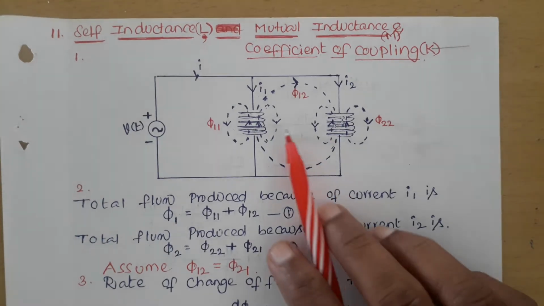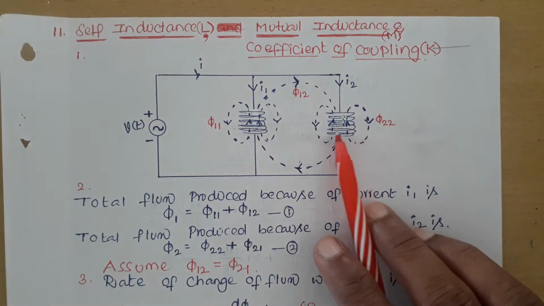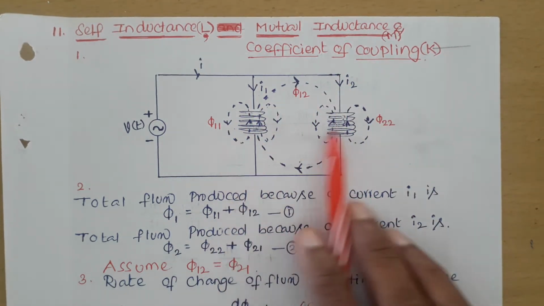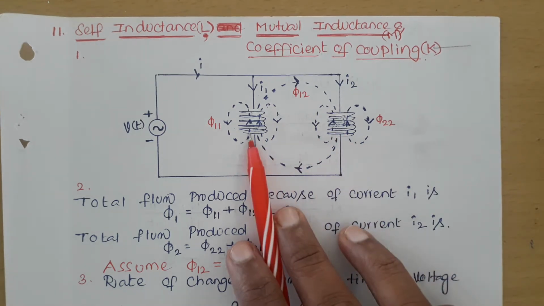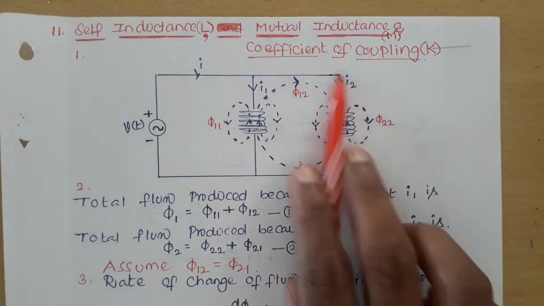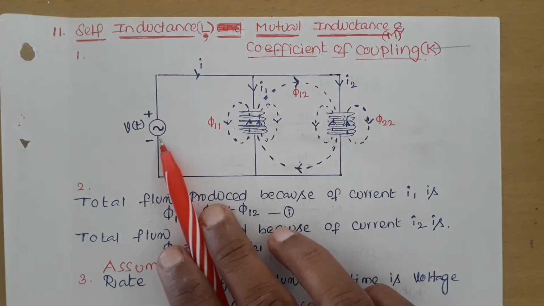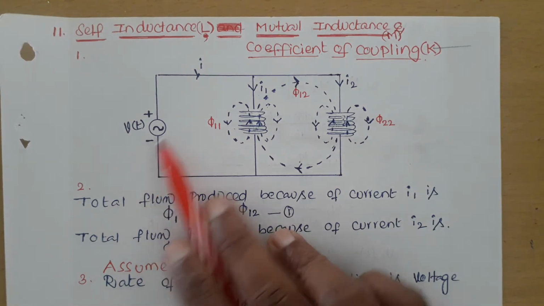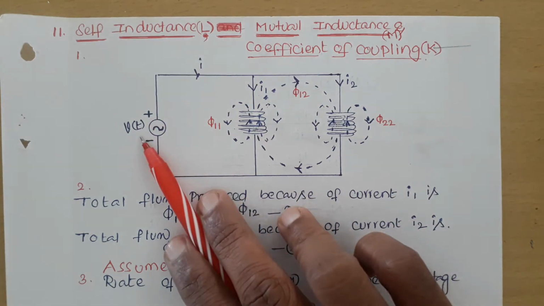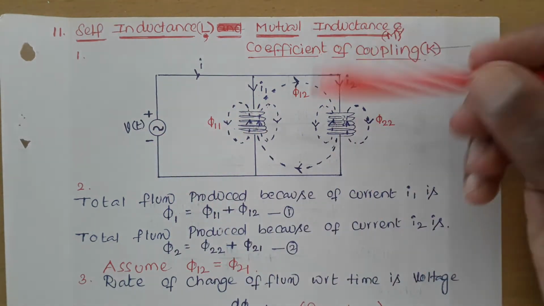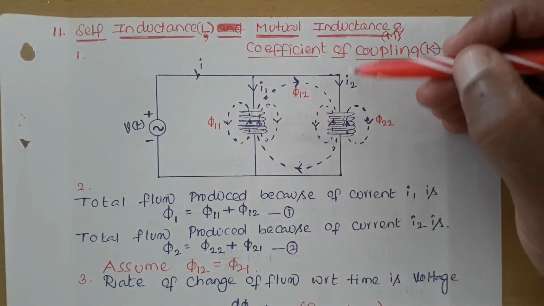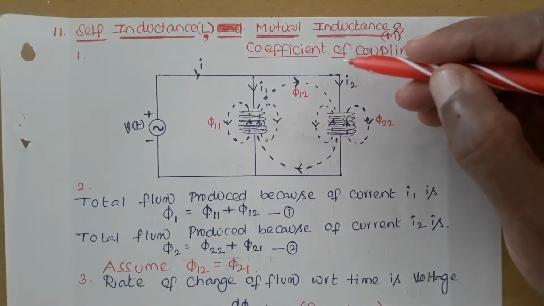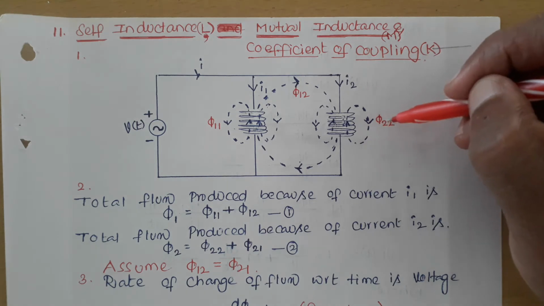I am taking the electrical coupling circuit. So this is the electrical coupling circuit. There is a physical connection between these two coils. This is coil 1 and this is coil 2, and this combination is connected to a voltage source like this. V of t is a voltage source which is AC voltage, and I is the current coming from the source, and that I is divided as I1 in coil 1 and I2 in coil 2. So current in coil 1 is I1 and current in coil 2 is I2.